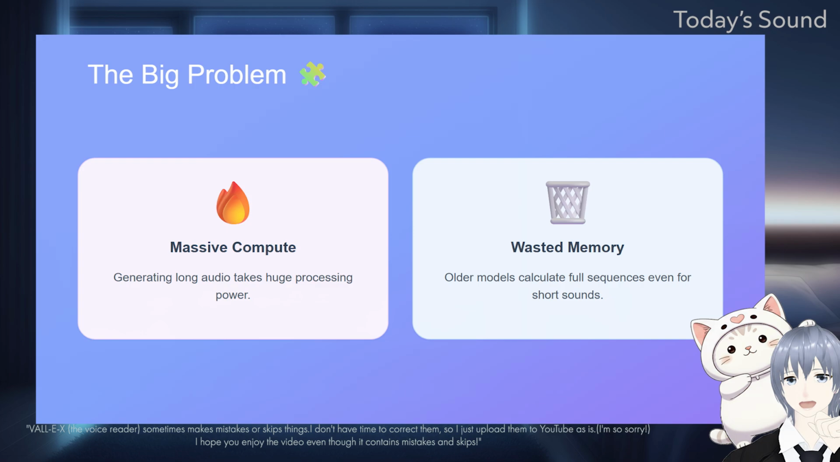Creating long audio like music or sound effects usually takes a massive amount of computing power, and if you only want a short sound, older diffusion models would still calculate the entire long sequence, wasting a ton of memory and basically nothing, just generating pure silence. It is like buying a whole pizza when you just want one pepperoni, and then you have to throw the rest in the ocean, which the fish probably hate because they prefer anchovies.